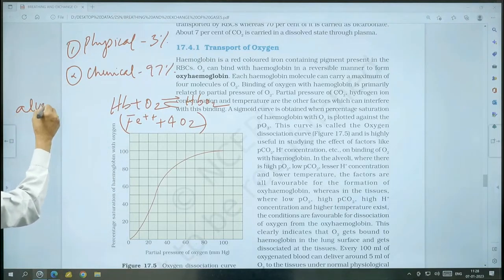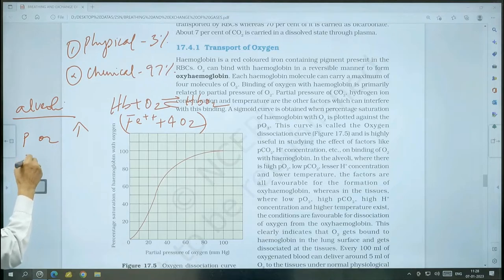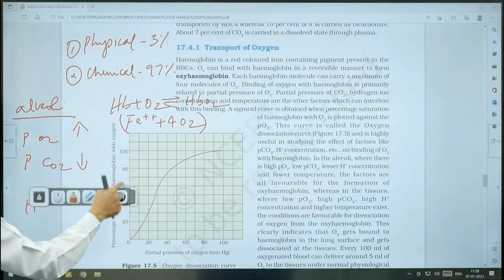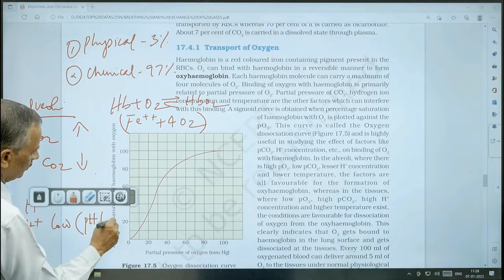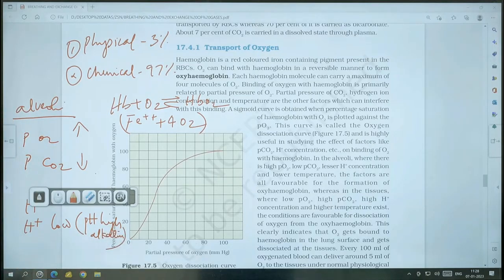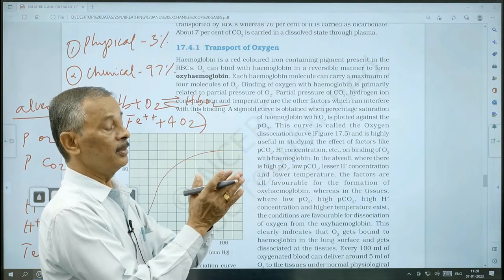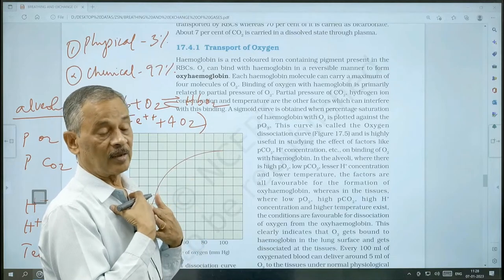So, what is the condition in alveoli? Let us see. Partial pressure of oxygen is very high. Partial pressure of carbon dioxide is very low. Hydrogen ion concentration is very low. Hydrogen ion concentration low means pH high. pH high means alkaline. The blood is slightly alkaline. And temperature is also low. We know that when temperature is high, a chemical will be breaking into its components. In alveoli, as air is coming and going, ventilation is going on, the temperature is comparatively less.